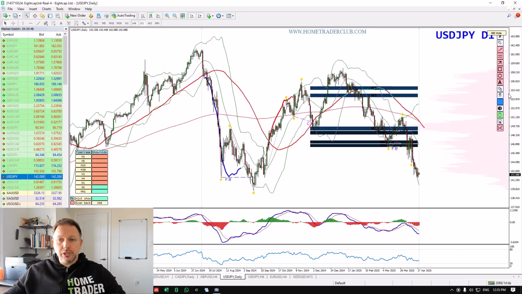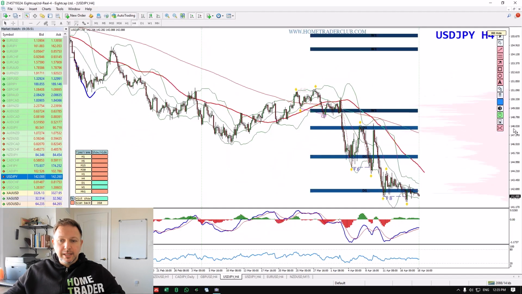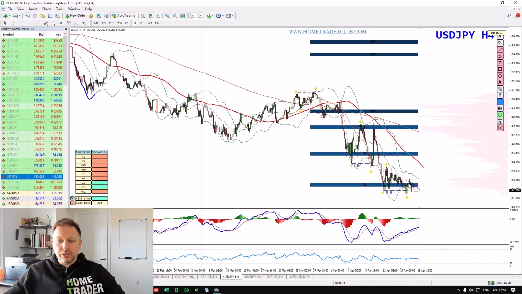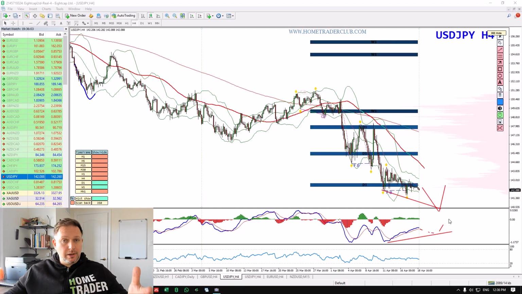On a 4-hour chart, we can see the dollar yen is forming the divergence, which is very normal and makes sense, logical, as it is coming close to the daily supportive zone and close to the 140 round number. So that's why it makes me think that there will be retraces, there will be pullback.